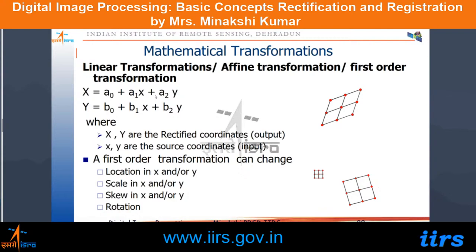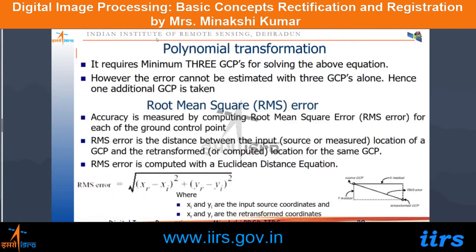But by taking only 3 ground control points, I will not be able to check how much my error was. With 3 ground control points, the error will always be 0. So we need at least 1 more ground control point to check the error of the transformation. How to say whether my transformation is perfect or not is by a term called root mean square error. Accuracy is computed by computing the root mean square error for each ground control point.